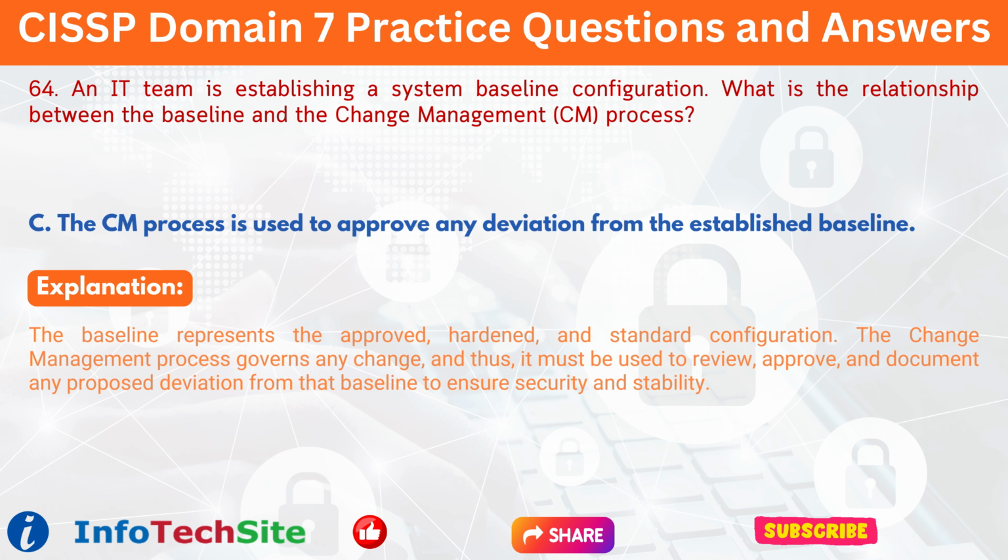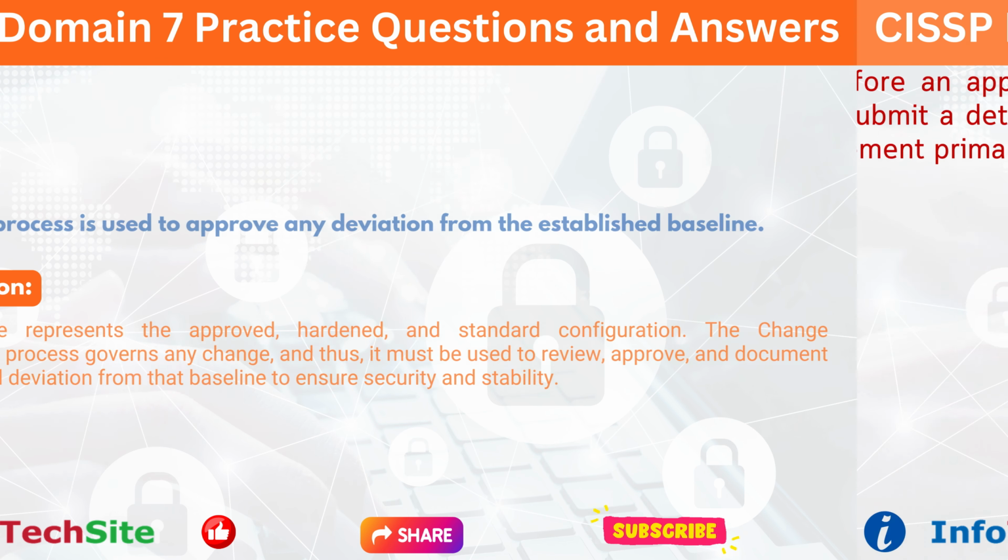The correct answer is C. The CM process is used to approve any deviation from the established baseline. Explanation. The baseline represents the approved, hardened, and standard configuration. The change management process governs any change, and thus, it must be used to review, approve, and document any proposed deviation from that baseline to ensure security and stability.